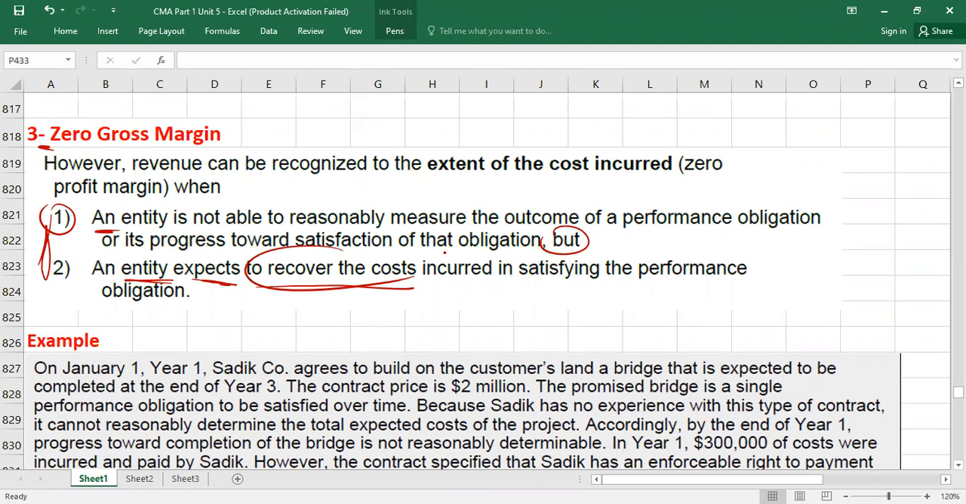When these 2 conditions are met, you can apply only which method? Zero gross margin method. Can you repeat with me? Number 1 is what? When input or output method is not applicable due to any reason, due to some limitations, and entity expects the cost, whatever they have incurred, they will recover it. If these 2 conditions are met, then you can apply zero gross profit method. What is zero gross profit method?